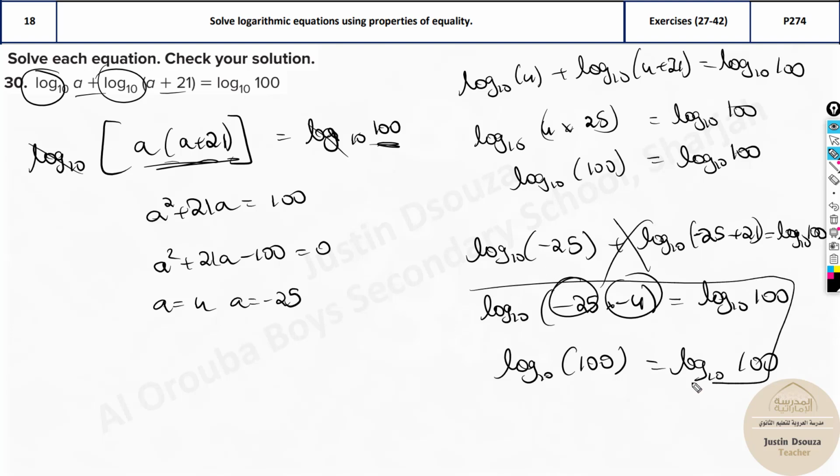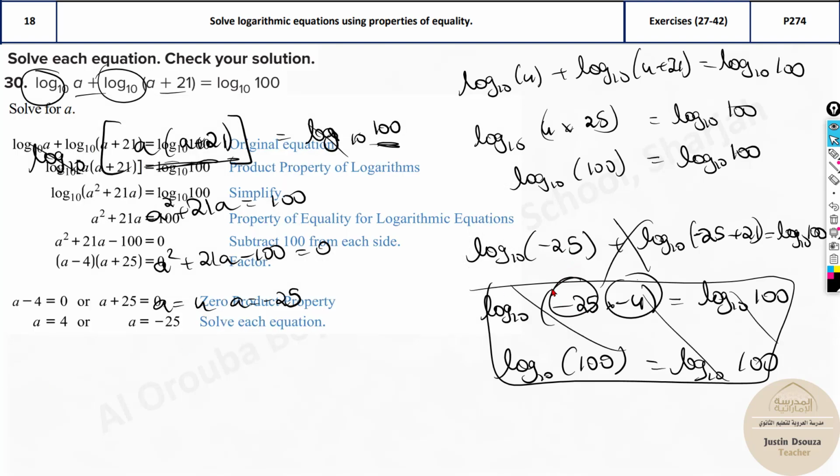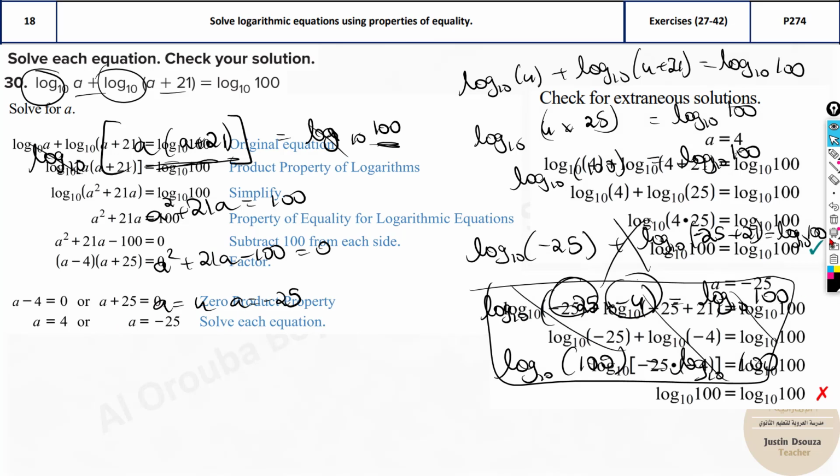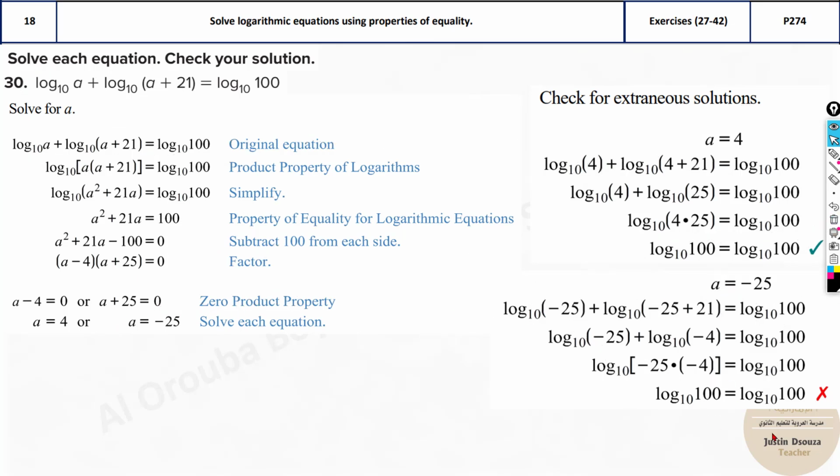You don't need to do these extra steps, to be honest. This is just to show you the reason why it's extraneous: because here it's undefined. The log of a negative is always undefined. You can check it in the calculator: put in a negative value of log and it'll tell you it's undefined. And that's it. We also got the same answers, and over here this is the extraneous solution. This is wrong because there's a negative.